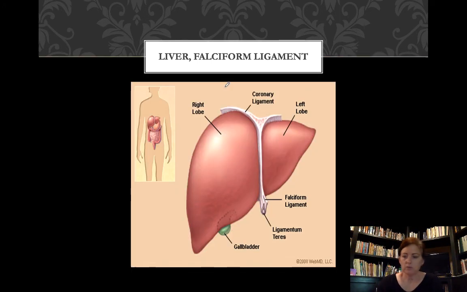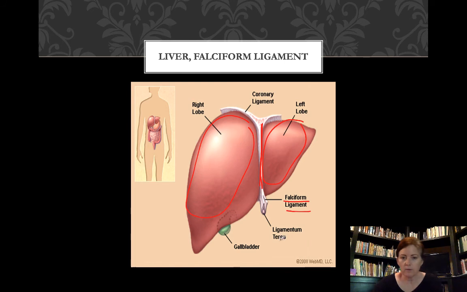Liver has a couple structures that are important. One is the falciform ligament, which is going to be this ligament here, and it basically divides the liver into a left lobe of the liver and then a right lobe of the liver. So that's falciform ligament. It also attaches to the anterior body wall, and it helps to anchor the liver in place. So as you can see, we've got several different structures that help provide support for our digestive organs.